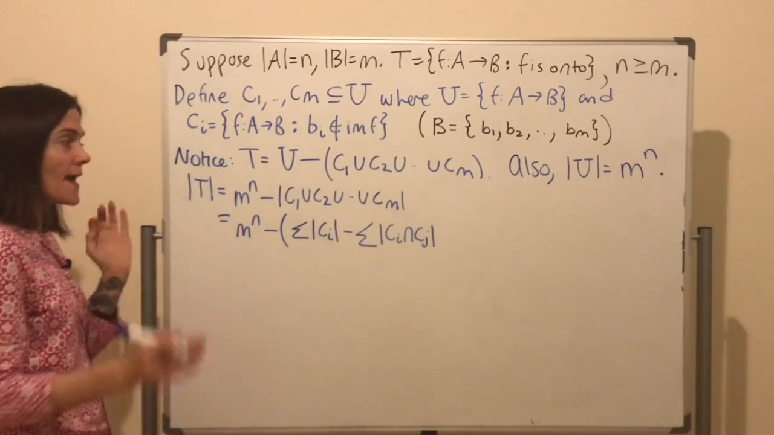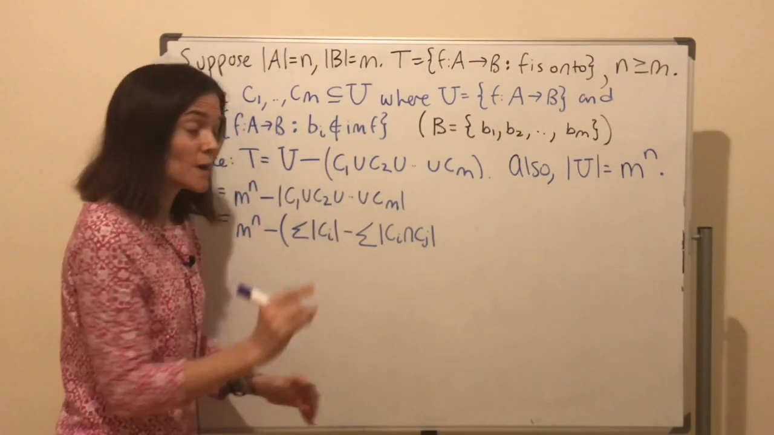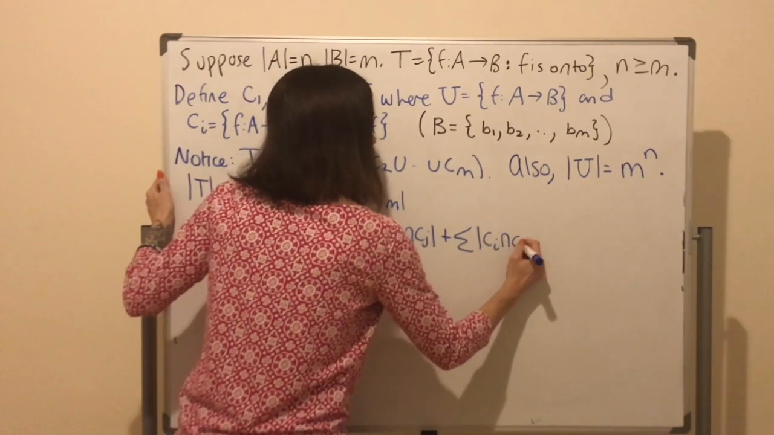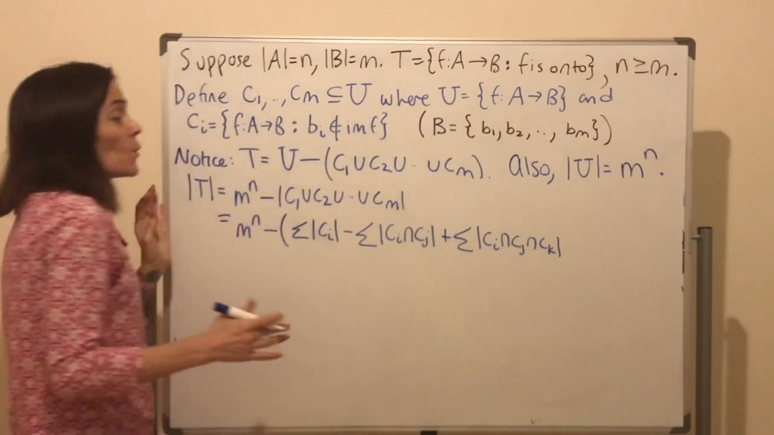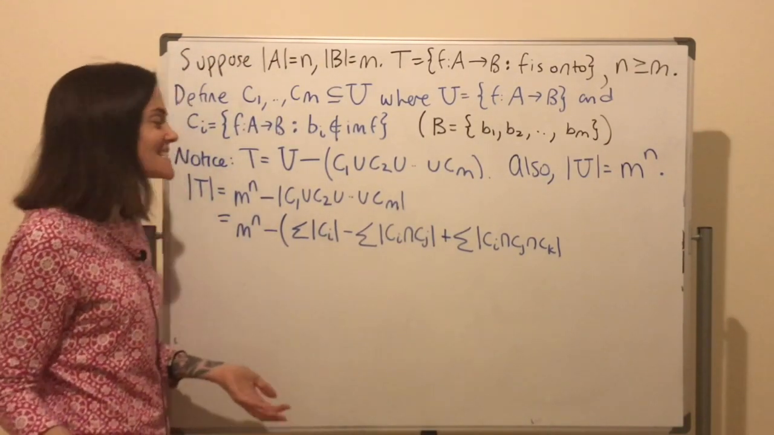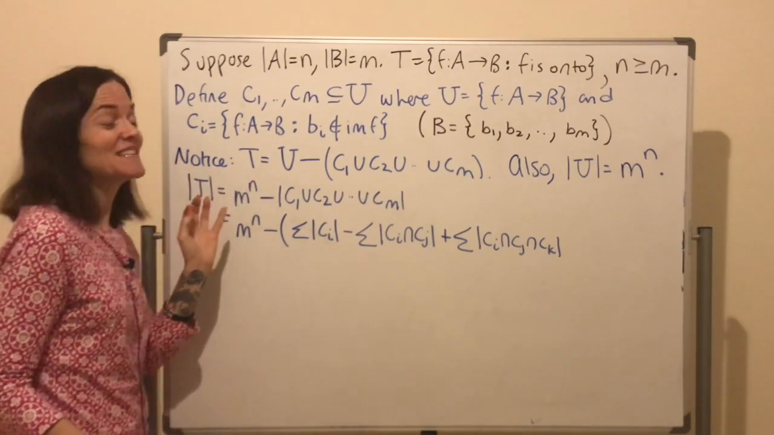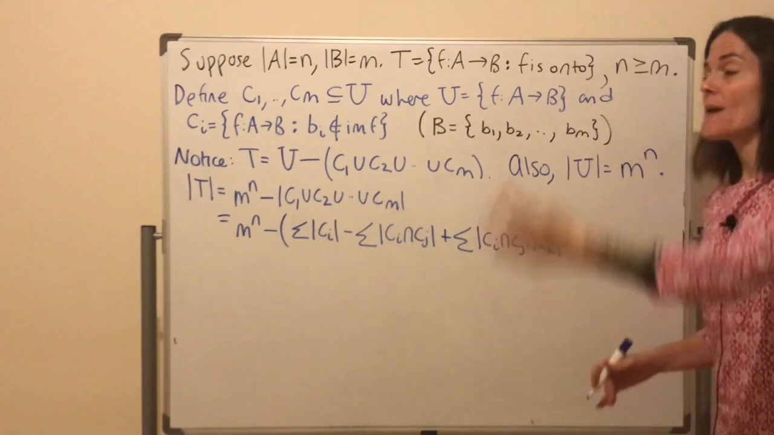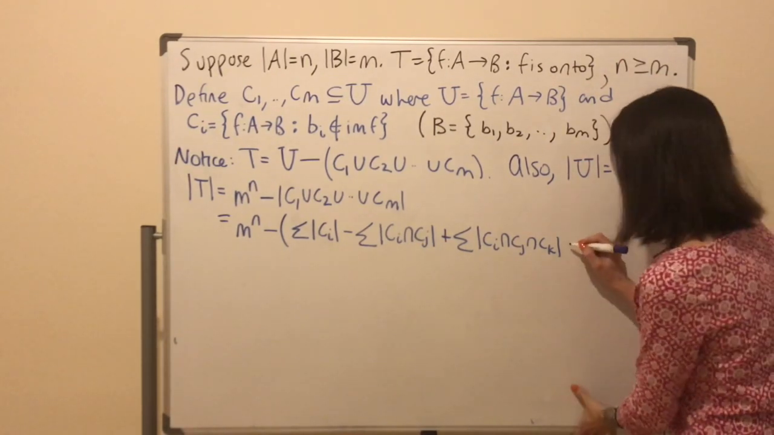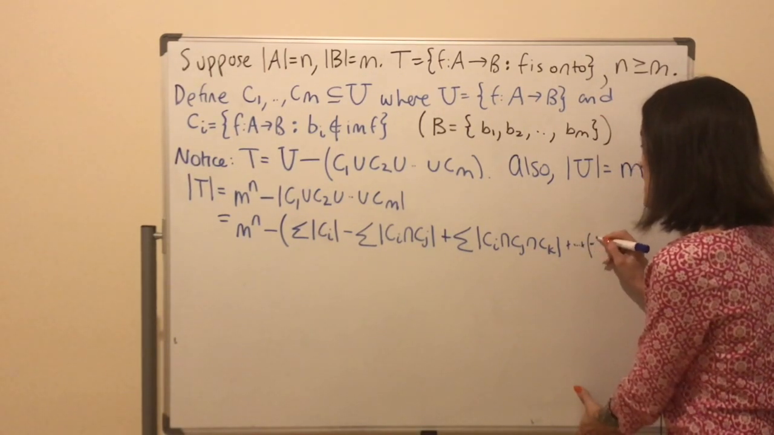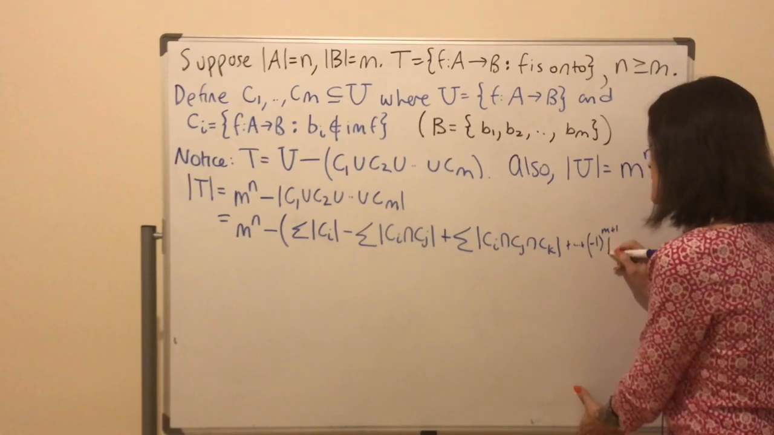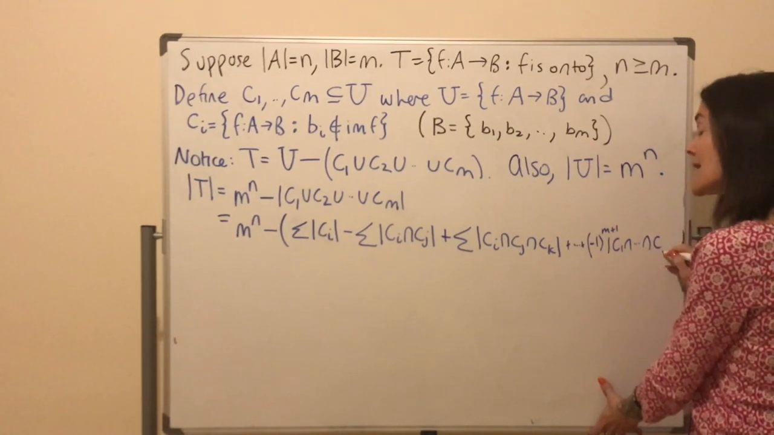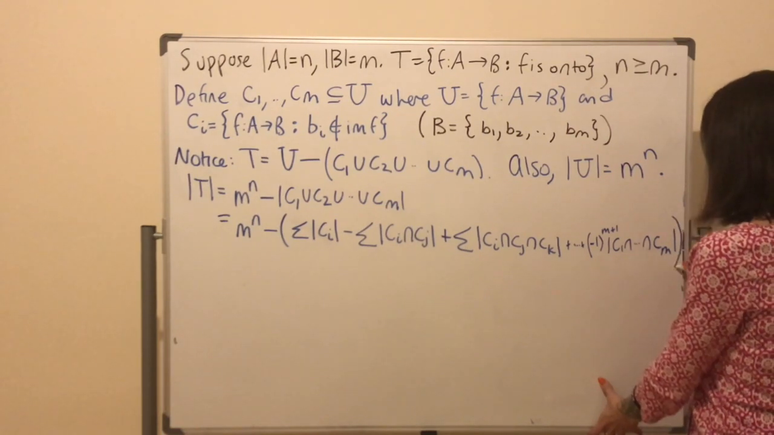Again, i is not equal to j. And I mentioned there were m choose 2 of these. Then I add the sum of all Ci intersect Cj intersect Ck, where i, j, k are all different indices. There are m choose 3 of these. We would then subtract off the intersection of all 4s, add back the intersection of all 5s, etc. But I will just go to the end. It's going to be a minus 1 to the m plus 1, and then we have the intersection of all of them, C1 intersect ... intersect Cm, like this, parentheses.